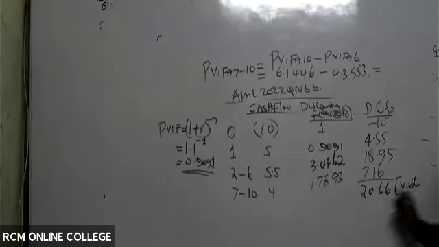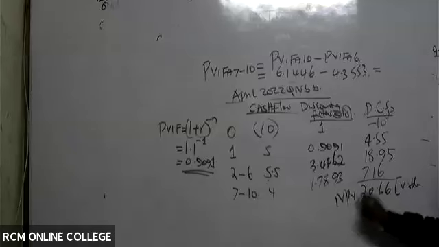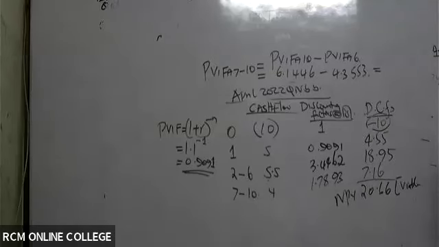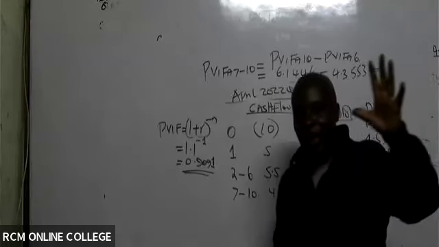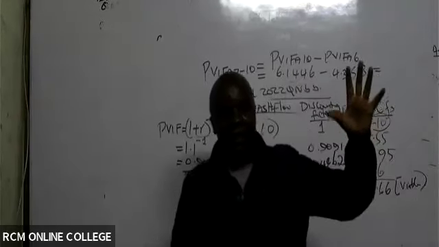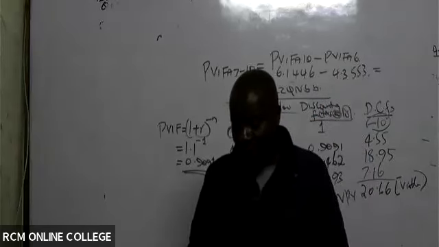Were you able to remember that this is net present value because you have the initial outlay here? As we were getting this, we subtracted the initial outlay. And because the NPV is positive, then we say that the project is viable. So the online guys, are we together up to here?